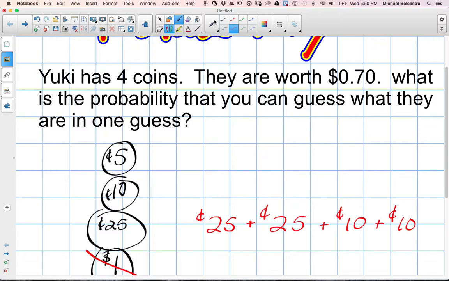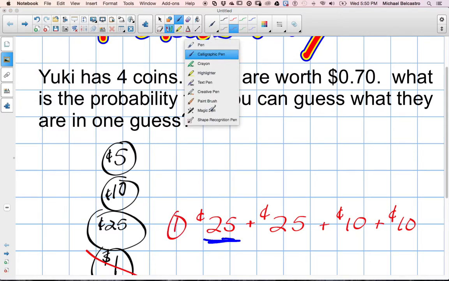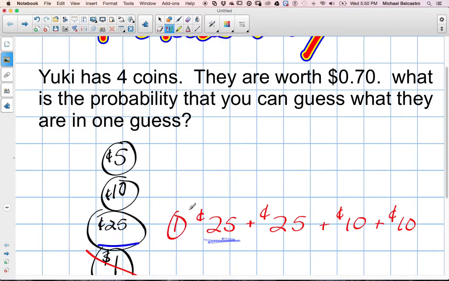Are there any other possibilities here? Well, we'll take away one of these. We'll say this is possibility number 1, and we'll do it in red: 2 quarters, 2 dimes. If we do 3 quarters, we'd be at 75, which is too high. So we can't do 3. The max we can do is 2, so let's go down to 1.